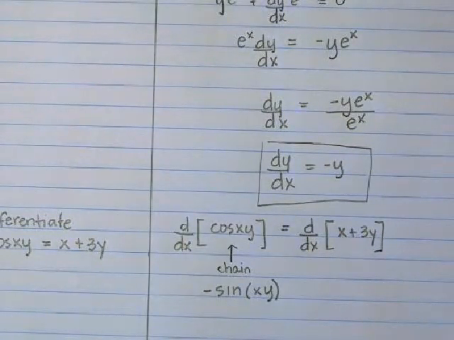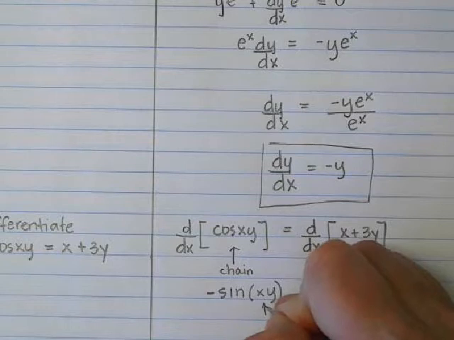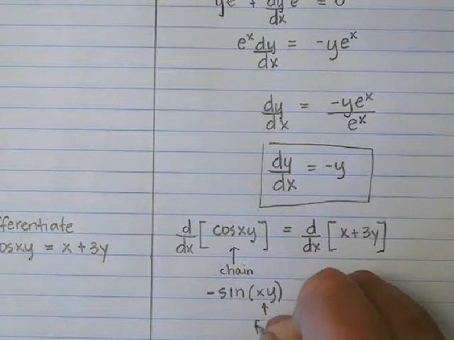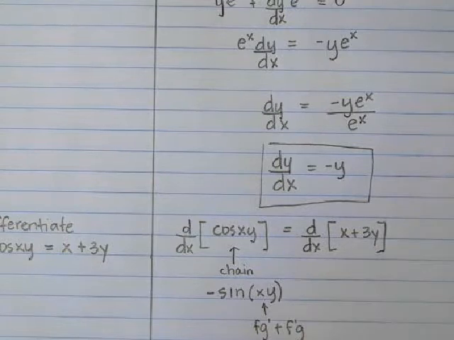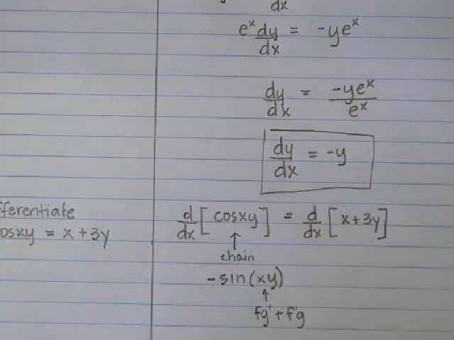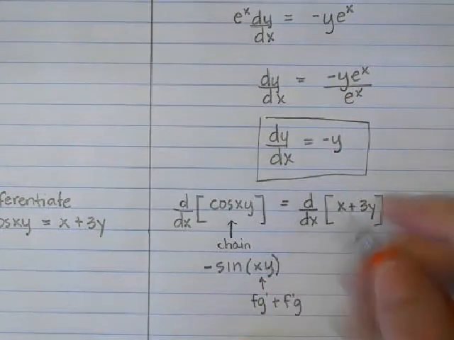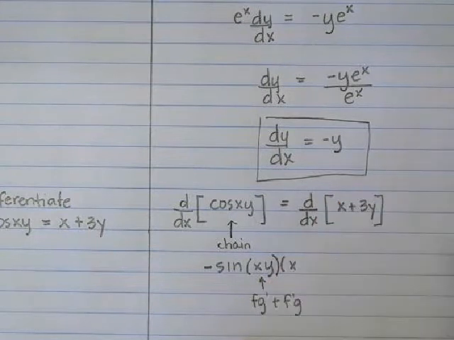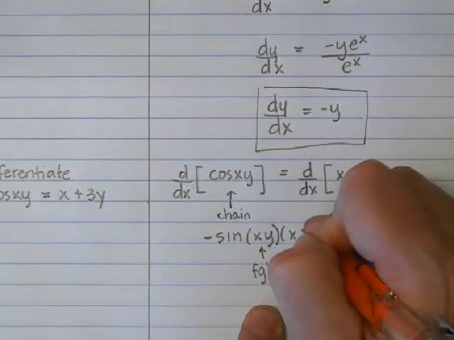Now I've got to do this right here, which is the product rule. So if I do fg prime plus f prime g, I want you to think about it: I'm doing the chain rule, but the chain rule is going to require a product rule. So I'm going to put f g prime. Well, the derivative of y is dy dx.